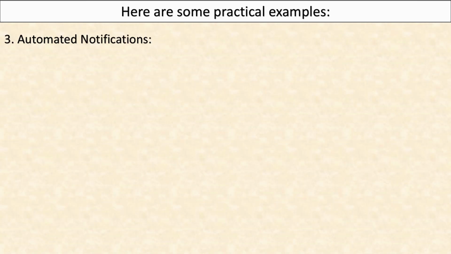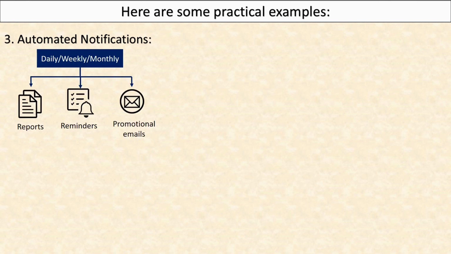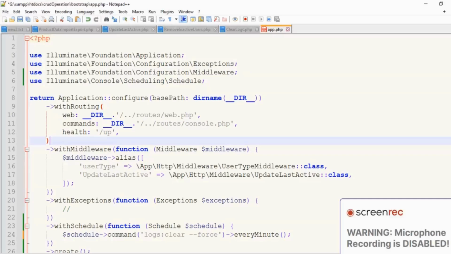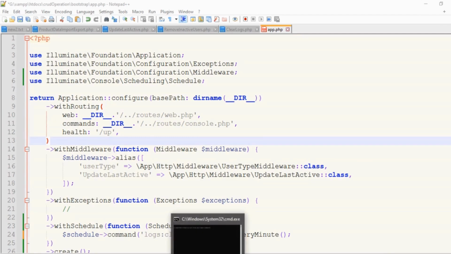3. Automated notifications. Automate the sending of daily, weekly, or monthly reports, reminders, or promotional emails. This feature allows for scheduled notifications or reports to be sent without manual intervention. Now, to automate the sending of daily, weekly, or monthly reports, first, create a command file.